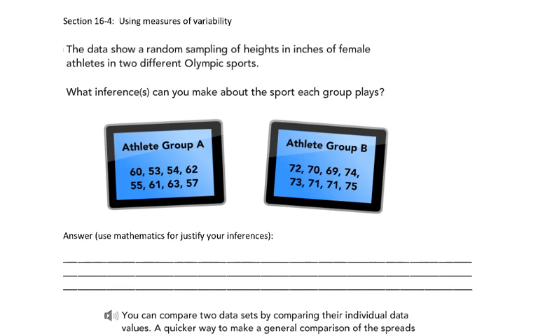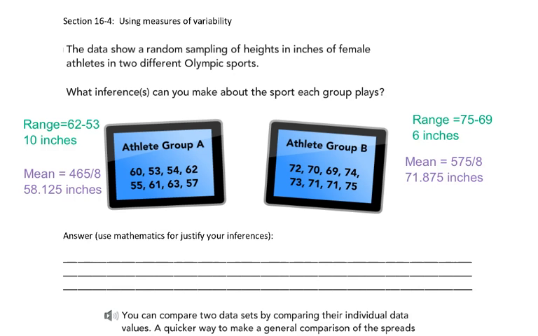The first thing I'd like for you to do is find the range of athletes in Group A and athletes in Group B, and then I would like for you to find the mean height in each of those groups. Please pause the video now, grab your calculators, and figure out both the range and the mean for each set of data.